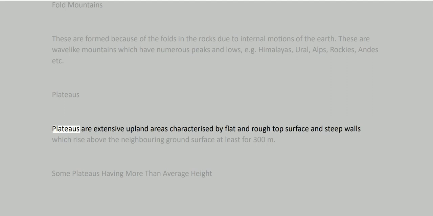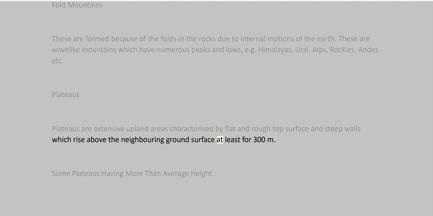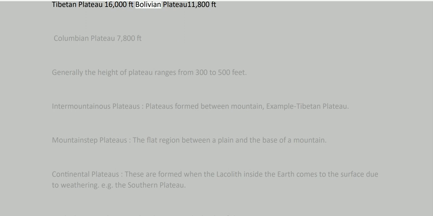Plateaus. Plateaus are extensive upland areas characterized by a flat and rough top surface and steep walls, which rise above the neighboring ground surface at least 300 m. Some plateaus have more than average height: Tibetan Plateau 16,000 feet, Bolivian Plateau 11,800 feet, Colombian Plateau 7,800 feet. Generally the height of a plateau ranges from 300 to 500 feet.